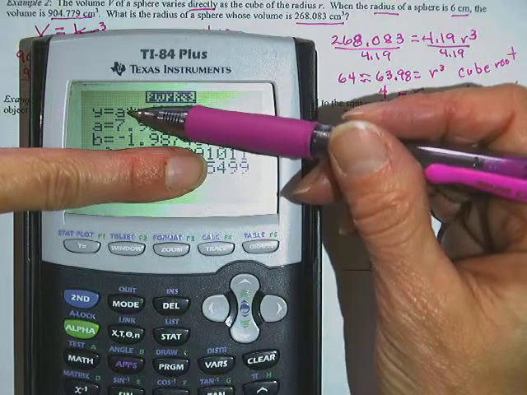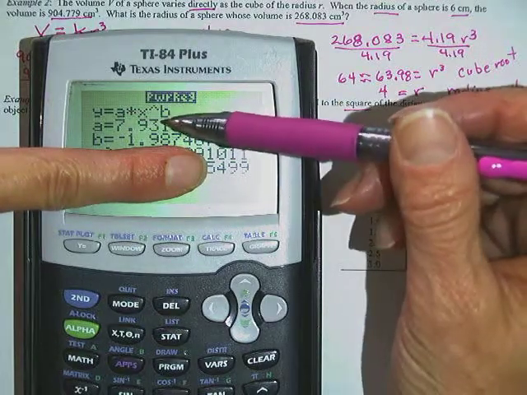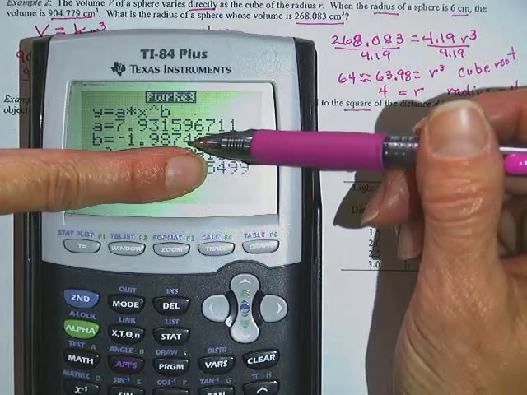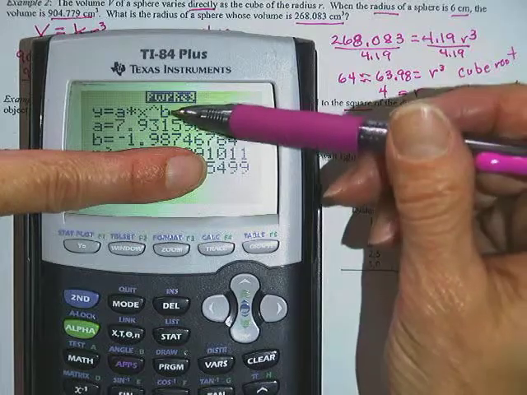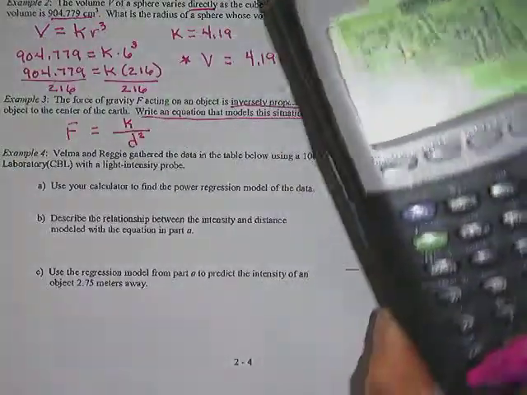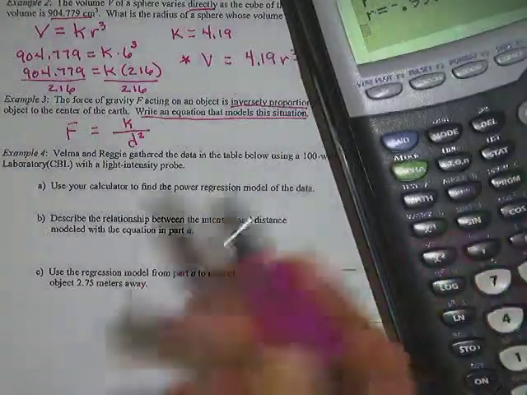The A is the number in front. That's kind of like our K, all right? And what is our B in this case? A negative 1.99. That's the power, and it is negative. So let's take this and write this equation down.